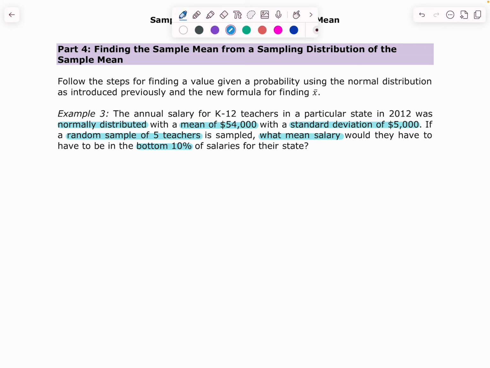So I'm going to do my quick summary off to the side here. I know mu is 54,000. I know sigma is 5,000, and I know my sample size is 5. I don't know what X bar is this time. That's what I'm trying to find. So now, because I'm trying to find the X bar, the first thing we do is draw the curve.